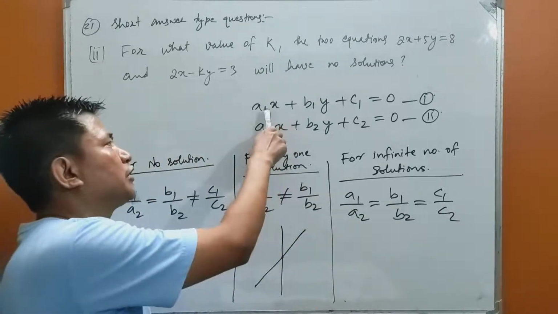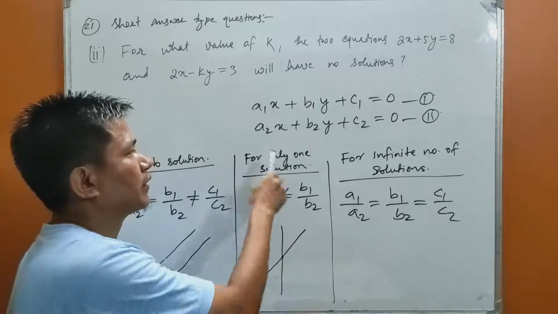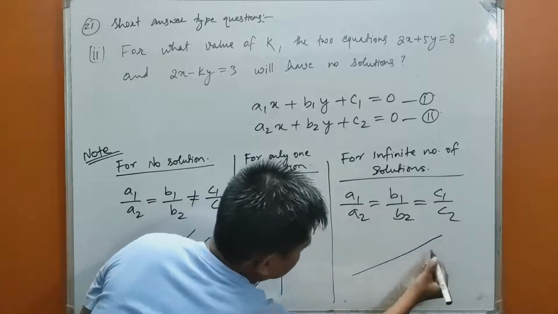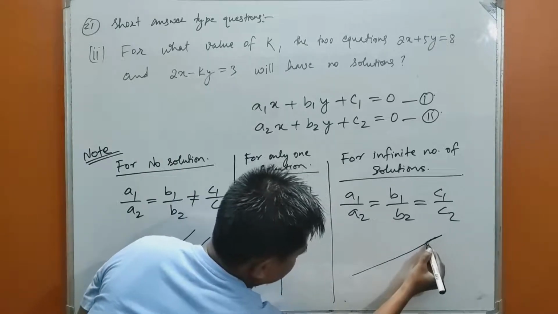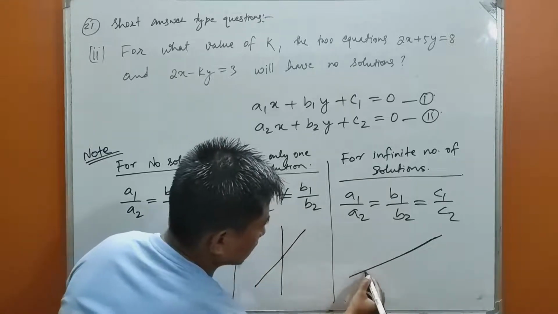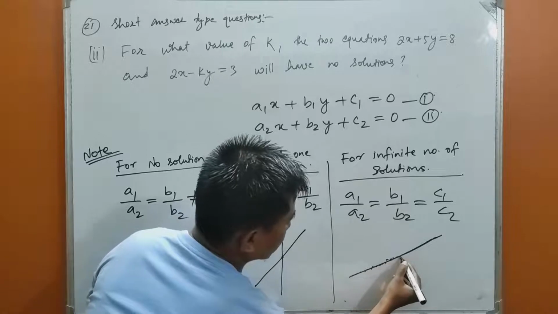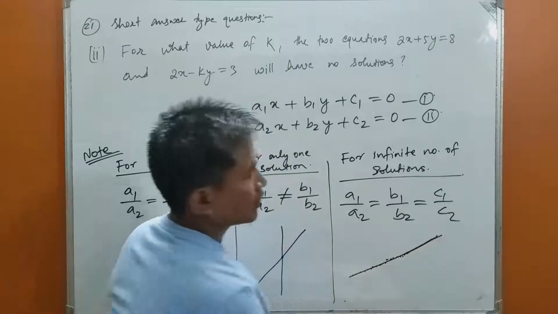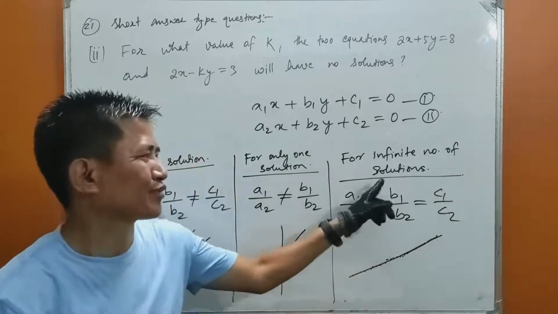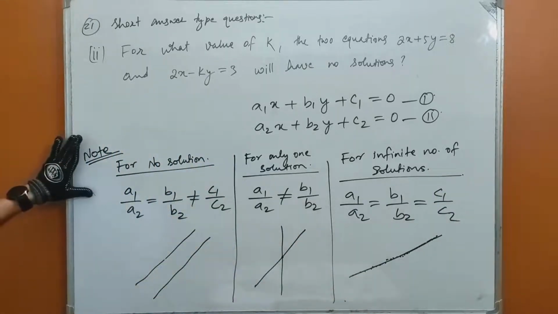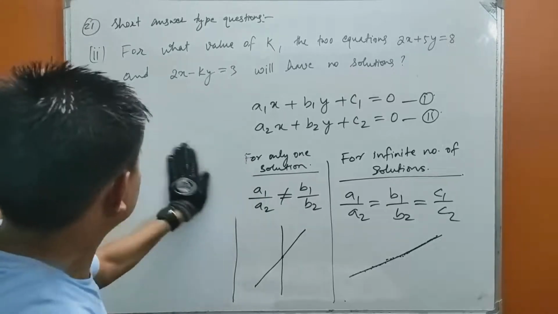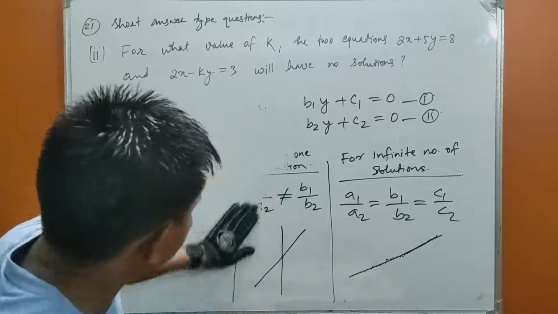It means if you plot this straight line in graph paper and you plot the other straight line also, you will get the two straight lines overlapping each other, and the points of intersection will be infinite, isn't it? One straight line will overlap the other one. Infinite number of solutions. We must remember this. Okay, please take the screenshot. I am erasing this. This is the key concept to solve this type of problem.